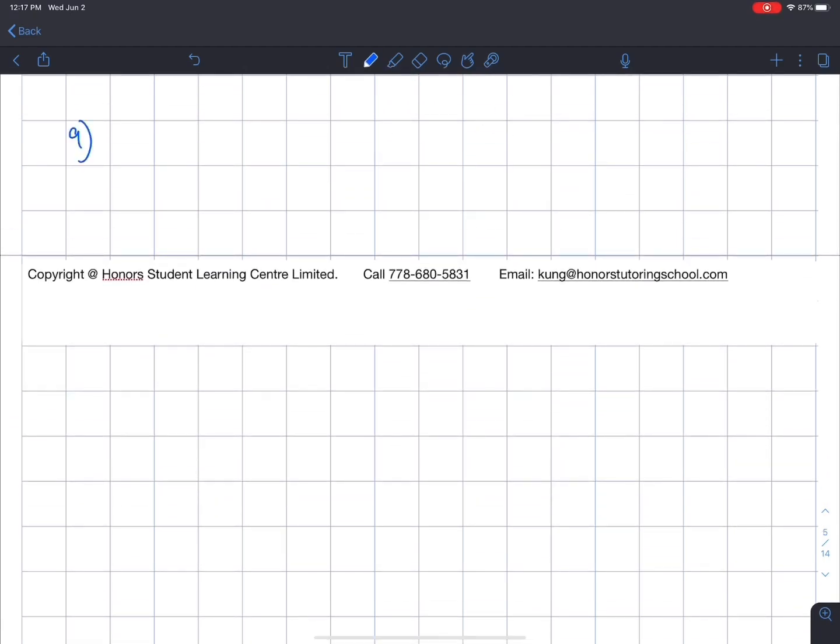Question 9. So we have a right triangular prism. So the volume of a right triangular prism is just going to be the base area times the height. What we are missing is this h in order to calculate the area of this triangle, which is the base.